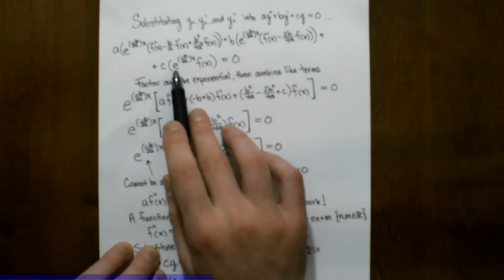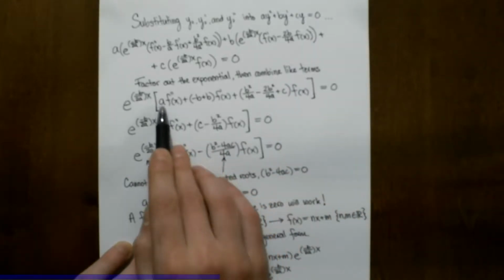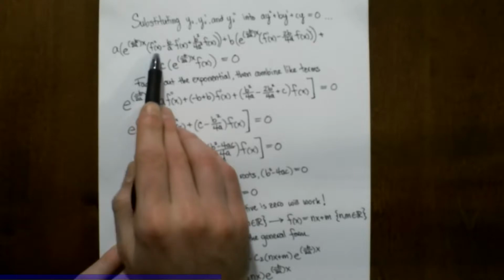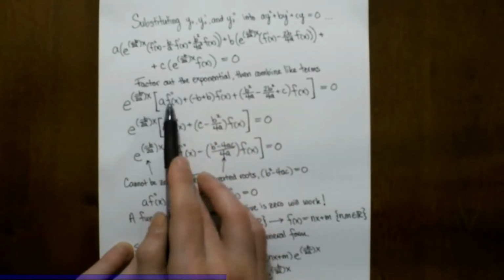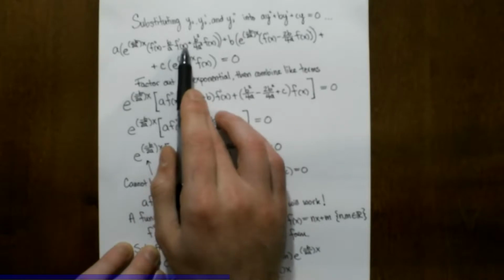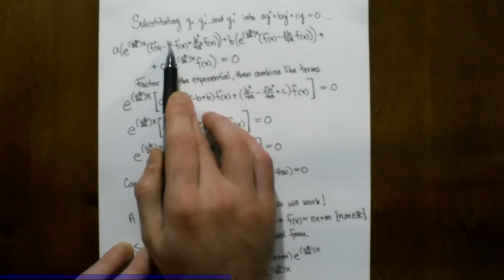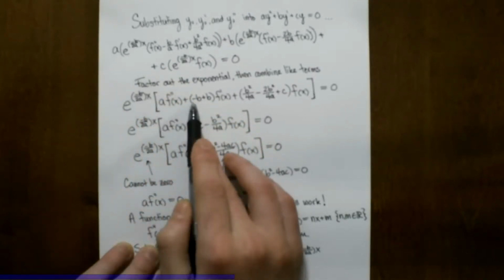As we've been doing a lot, let's go ahead and factor out the exponential since everything shares one. And then aside from the exponential, we're left with what's in brackets right here. So accounting, how many f double primes do we have? We have a of them right here, and none of these other terms have an f double prime, so just a. And then for the f primes, here we have negative b over a of them times a, so the a's will cancel and we're left with negative b.